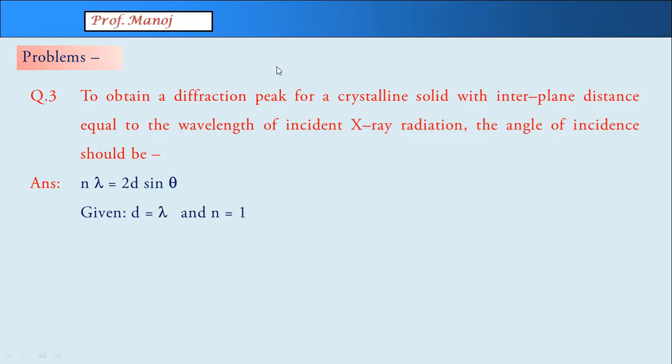And if nothing is mentioned, we always take order 1. So when you cancel this, lambda and lambda will get cancelled. 1/2 is sin theta. So what should be the angle? Sin theta has which value as half? Thirty. So 30 degrees is your angle. So basically theta should be 30 degrees, not sin theta, of course. I will give you the correction here. I hope this topic is a little different one. You can see it is quite easy and scoring for the exams.